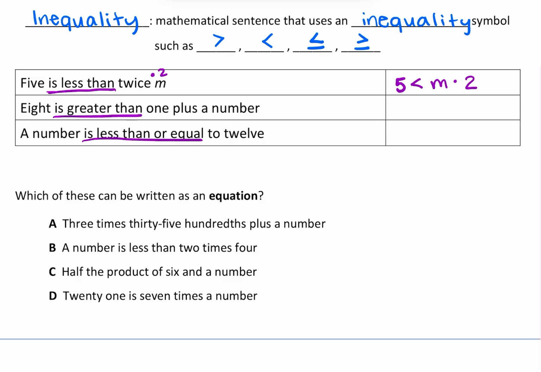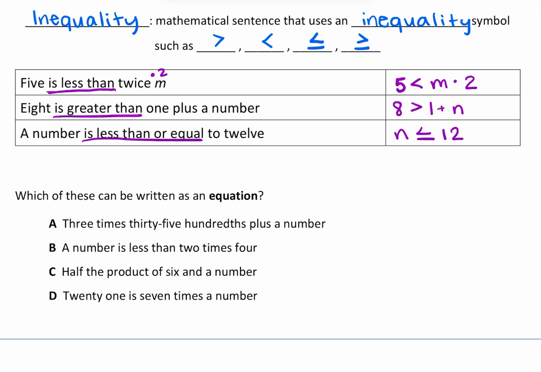Okay, 8 is the next one, is greater than 1 plus a number. We don't know what the number is, we're just going to pick a letter. Okay, last one, a number. So we're going to start with the n this time. Is less than or equal, so less than or equal to 12. So all of those have an alligator mouth, so those are all inequalities.